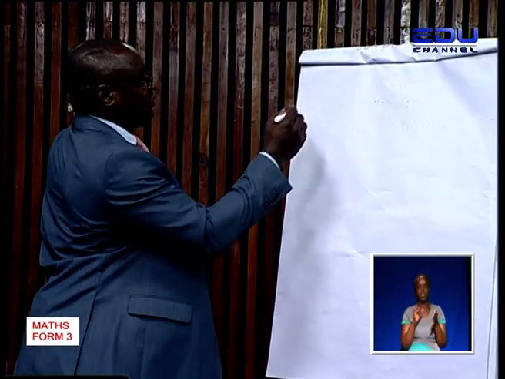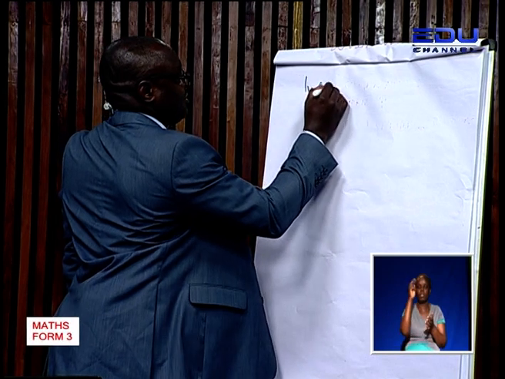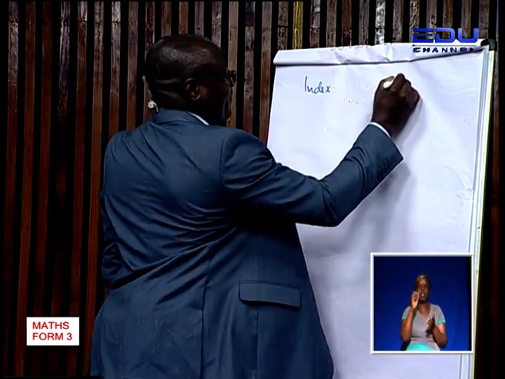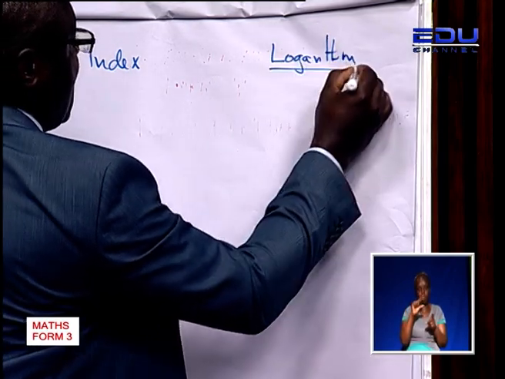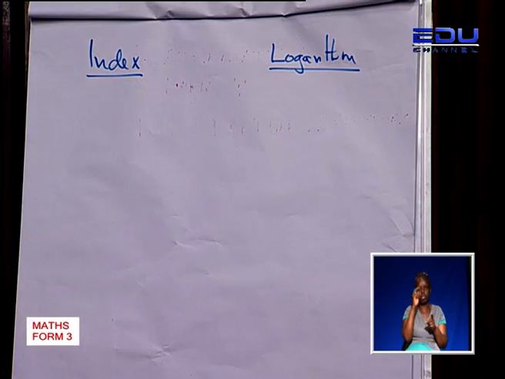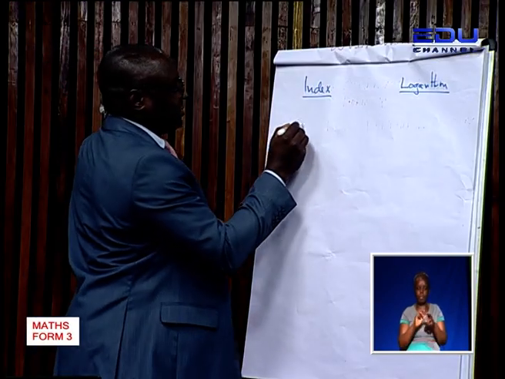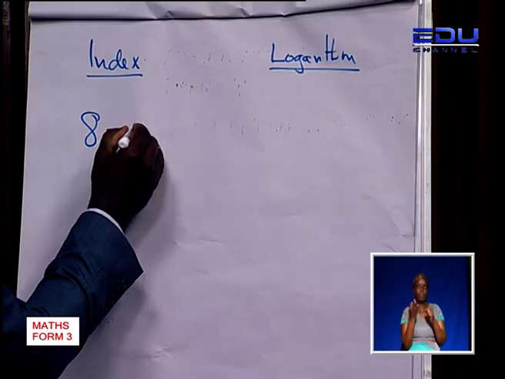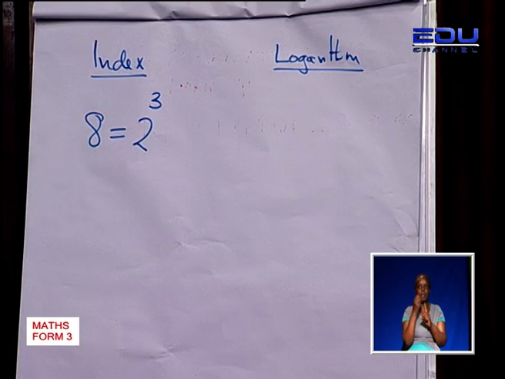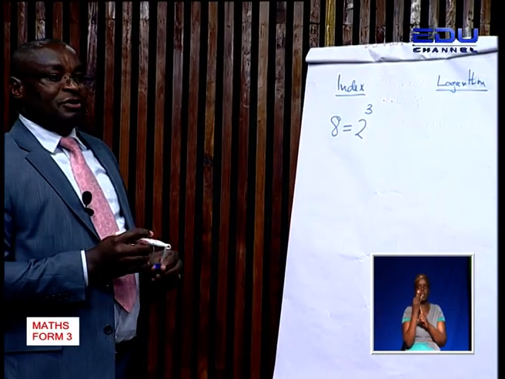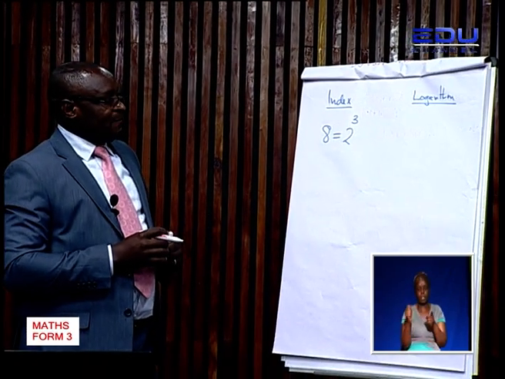So if we look at those two notations, it will be clear that the index notation and the logarithm notation are related. Our first number was 8 is equal to 2 raised to the power of 3. That is the index notation of writing the number 8.